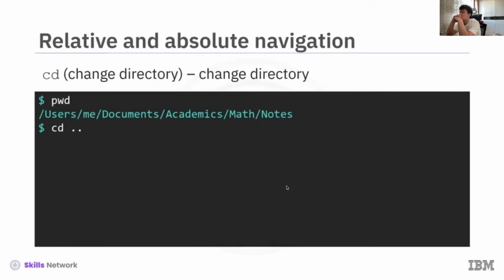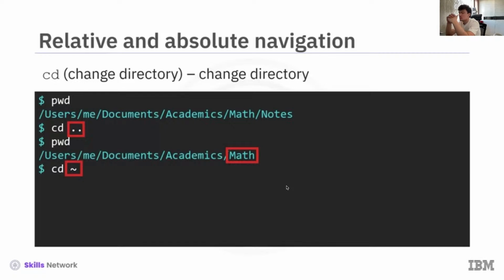Let's say you're in a Notes folder within your Documents directory tree. To get to the parent directory relative to your current folder, enter the cd command with the relative path symbol .. as its argument. Now your working directory is Math, the immediate parent directory of your Notes folder. If you want to navigate directly to your Home folder, use the tilde symbol with the cd command. This will take you to your Home folder. In this case, the tilde symbol represents an absolute path to Home.